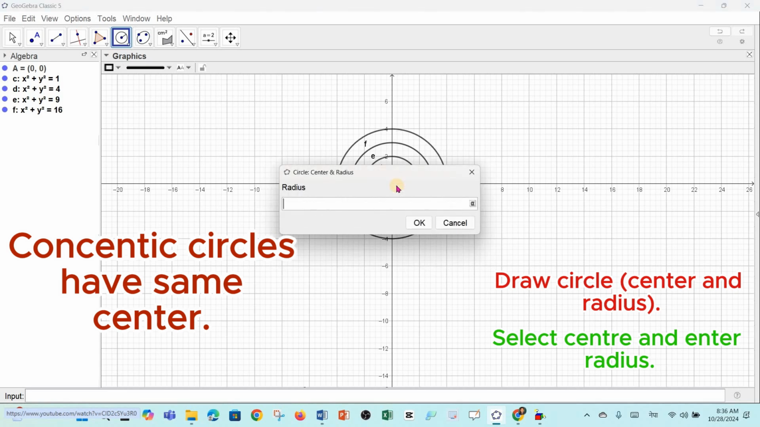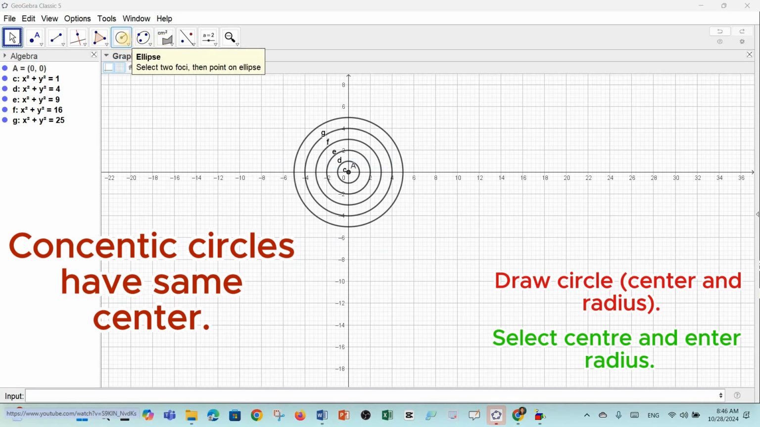Center at origin and radius is 5. Let's draw a concentric circle like this. Let's draw a circle again by using a different method. Okay.